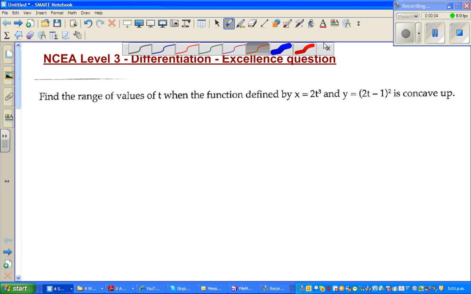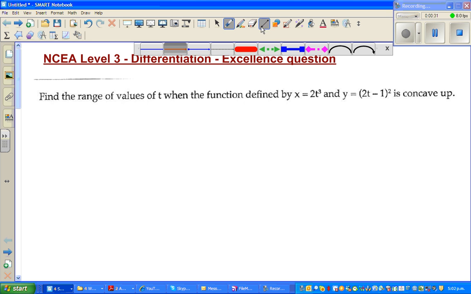In this video, I'm going to do one excellence question from the topic of differentiation, and that is an excellence question of NCEA level 3 calculus course. So you've got a parametric function. Find the range of the values of t when the function defined by x is equal to 2t cubed and y is equal to (2t minus 1) squared is concave up.